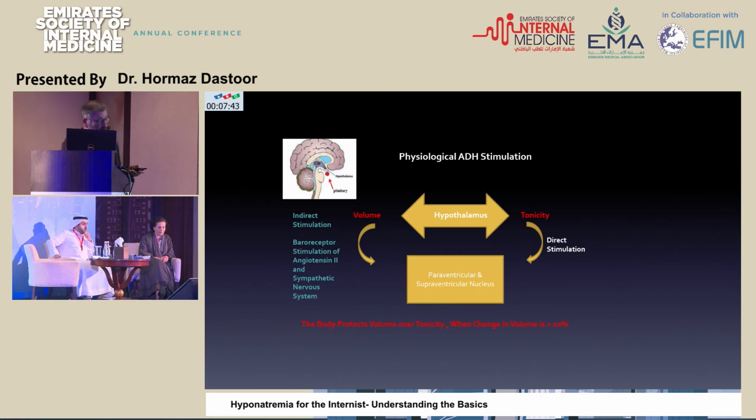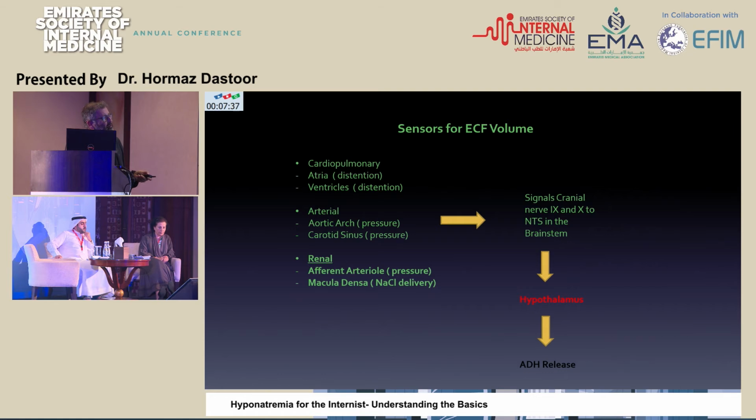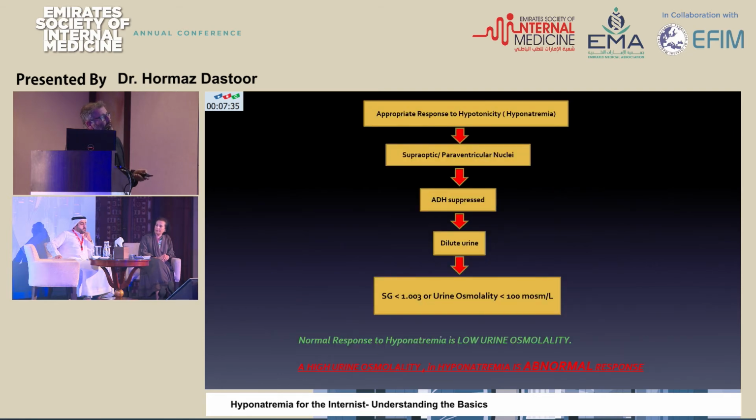So what's the normal response to hyponatremia? When you have hyponatremia, there are some nuclei in the hypothalamus and the pituitary called the supraoptic and paraventricular nuclei. They sense that you have hyponatremia and they suppress your ADH release. The reason for ADH suppression is that hyponatremia is a state where you have excess water, so when you suppress the ADH, you try to get rid of that water and then bring your sodium level up.